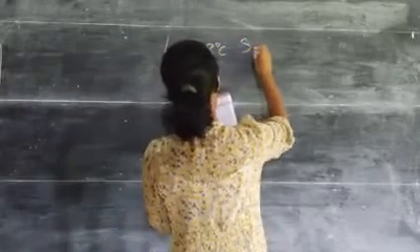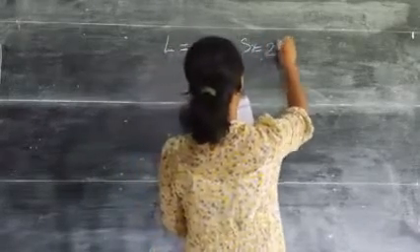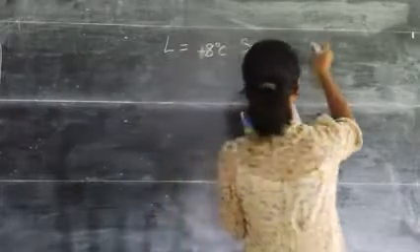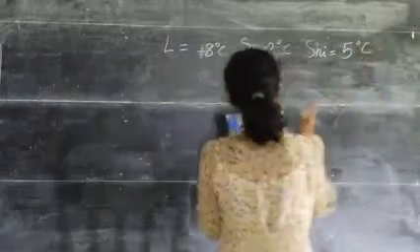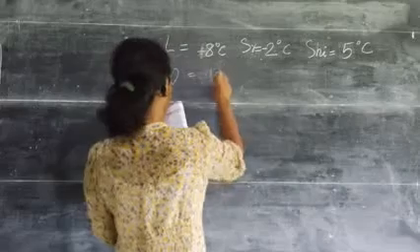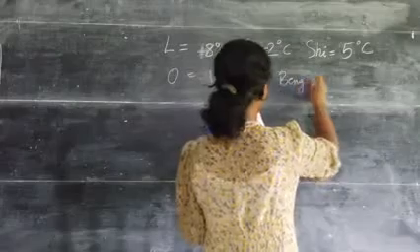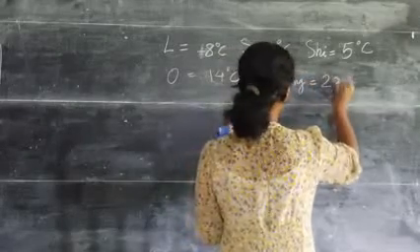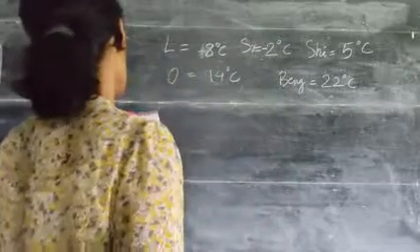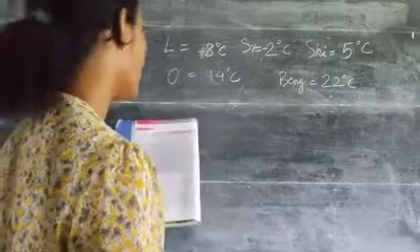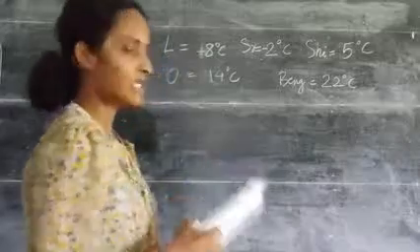And what was the temperature of Srinagar? It was minus 2 degrees Celsius, right? And what was the temperature of Shimla? It was 5 degrees Celsius. Temperature of Ooty was 14 degrees Celsius. And what was the temperature of Bengaluru? It was 22 degrees Celsius, right? So Lahore Spiti was minus 8, Srinagar was minus 2, Shimla was 5, Ooty was 14, and Bengaluru was 22, right?